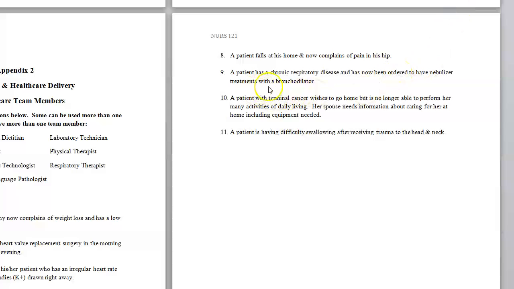Number 9, a patient has a chronic respiratory disease and has now been ordered to have nebulizer treatments with a bronchodilator. Oh my goodness, who would this be? Yes, the respiratory therapist. Very good. He would be in charge of maybe providing home health care to the patient after he leaves the hospital, as well as delivering these treatments while the patient is an in-house patient as well.